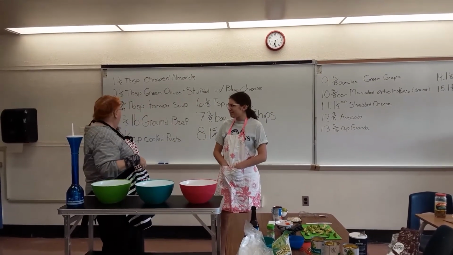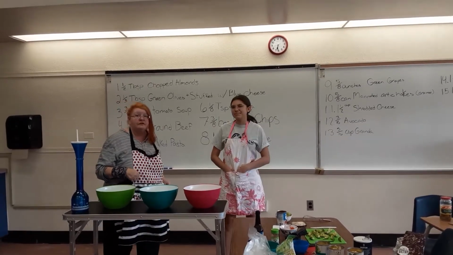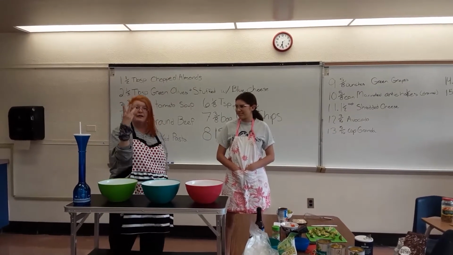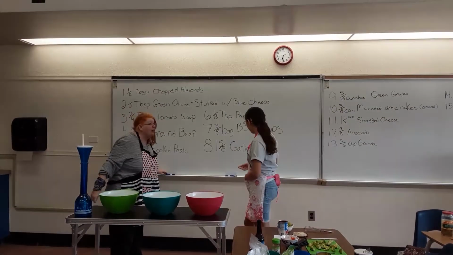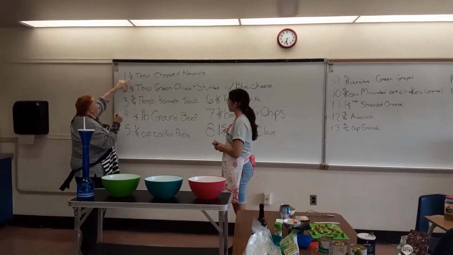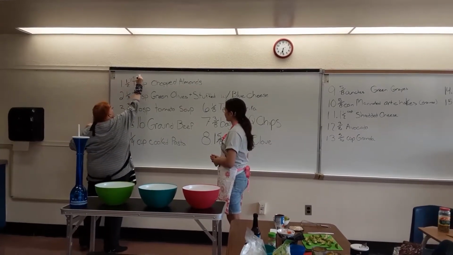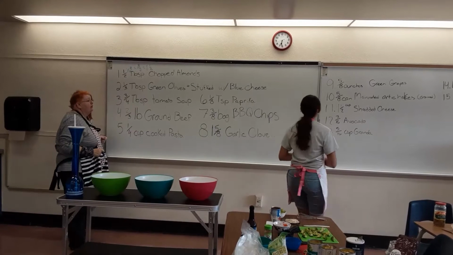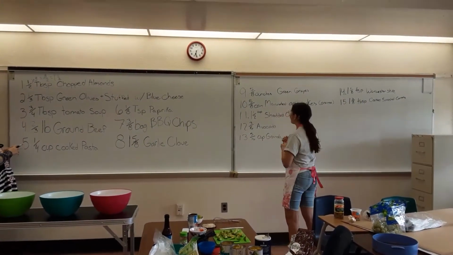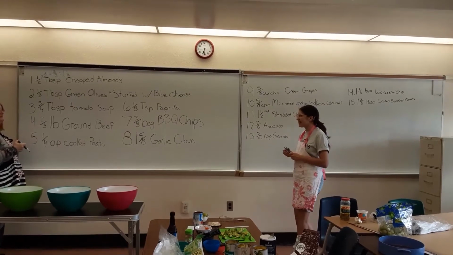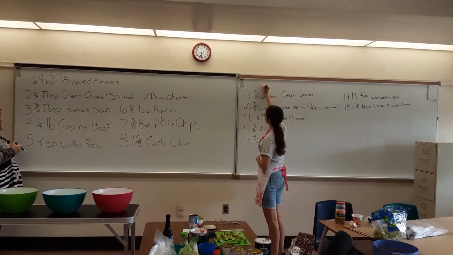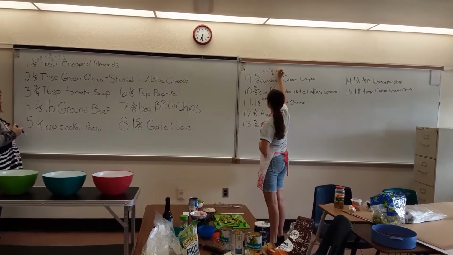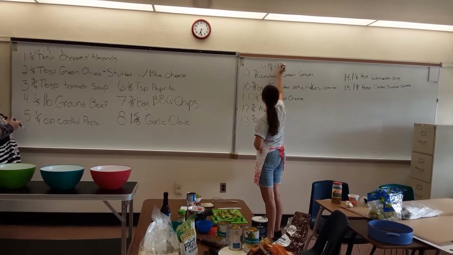So we have up here our recipe, but we have to multiply every one of these fractions by 3. So let's quickly do it. I'm going to grab a marker. You grab a marker. Ready? 1/2 times 3 equals 3 halves, which is 1.5. 5/8 times 3 equals 15/8, which equals 1 and 7/8.